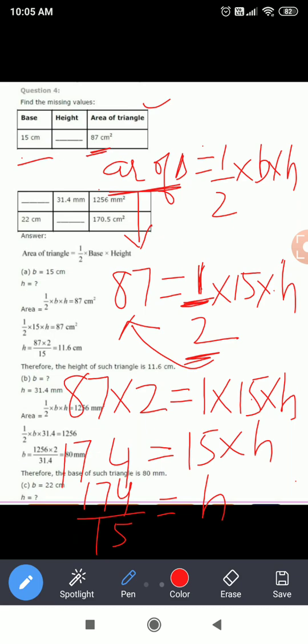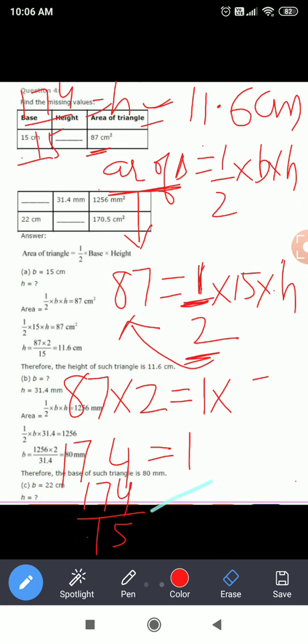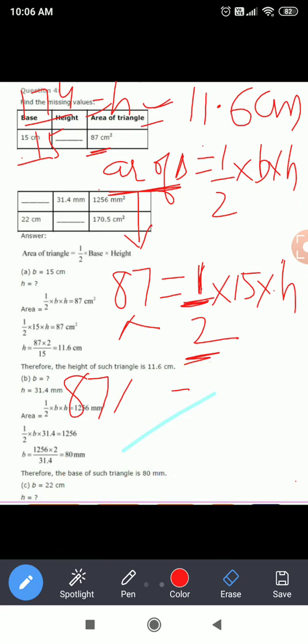Clear? So 174 by 15 is equal to h. It will come out to be 15 ones are 15, 15 ones are 15, and 15 sixes are 90. So it will be 11.6 centimeter. So height comes out to be 11.6 centimeter. Similarly, you have to do the remaining 2 parts.